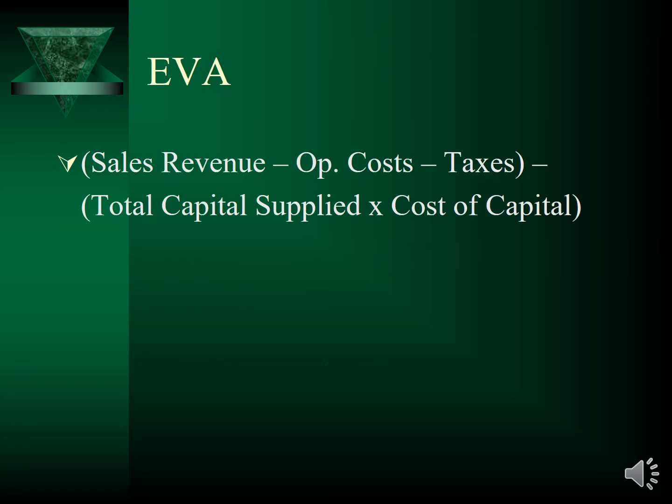The formula is here. We pick up the sales revenue, we deduct the operating costs and taxes, and then we have the total capital supplied times the cost of capital. We deduct the cost of capital from the profits to find out how much return the company has generated on top of the cost of capital.